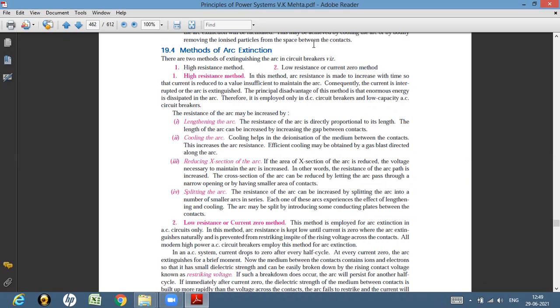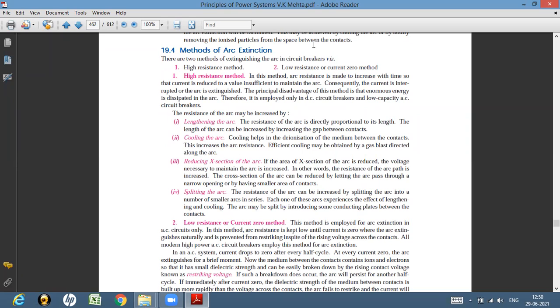And if the input supply is DC, then it is a DC circuit breaker. So the high resistance method can be adopted in AC circuit breakers as well as DC circuit breakers. In both circuit breakers, this high resistance method can be adopted to quench the arc. But on the other hand, the low resistance method, also called the zero current method, is adopted only and only in case of an AC circuit breaker. In a DC circuit breaker, this current zero method or low resistance method cannot be adopted.